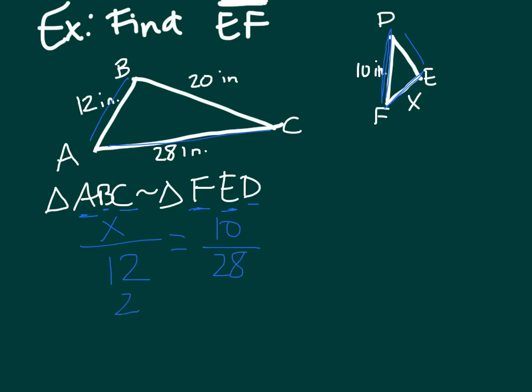Then I say 28x equals 120. I divide both sides by 28. I get a long number across my calculator, so I'm going to round to the nearest tenth, and I'm going to say about 4.3. I look, and they're all measured in inches. So 4.3 inches.